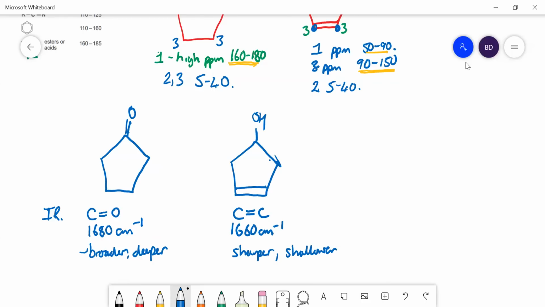But what would definitely give the game away with the infrared is this OH. You get a characteristic OH alcohol absorption at about 3350. That would be very easy to spot as a difference. It would be a little harder to distinguish those two because they're quite similar.